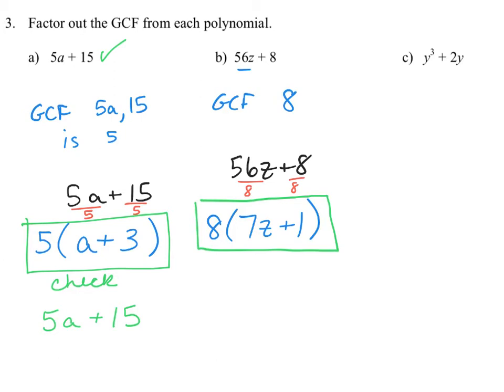Again, you can always check that step by using the distributive property. Since this factoring technique is the opposite of the distributive property, we can multiply 8 times 7z to get 56z, and 8 times 1 is 8. That's exactly what we started off with, so we have checked our answer.